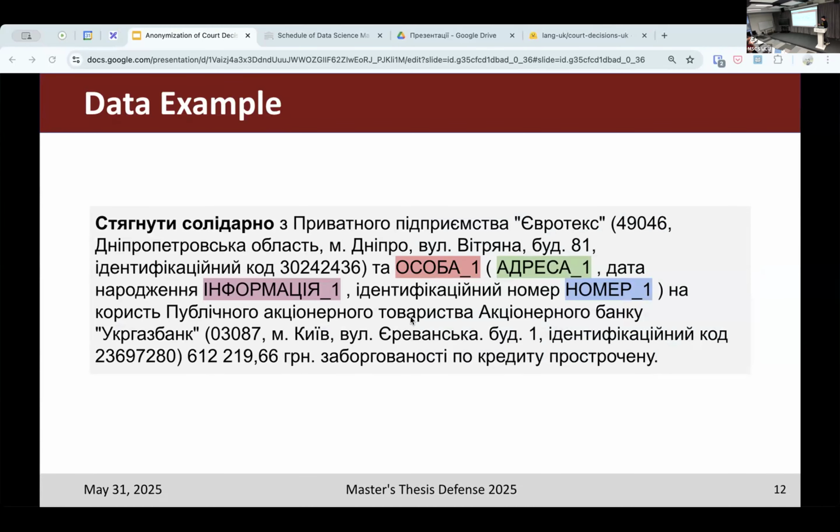And here's a data example. A few comments on this. You can see that there are four entities in court decisions. One of them, osoba, is an adressa, which are straightforward.